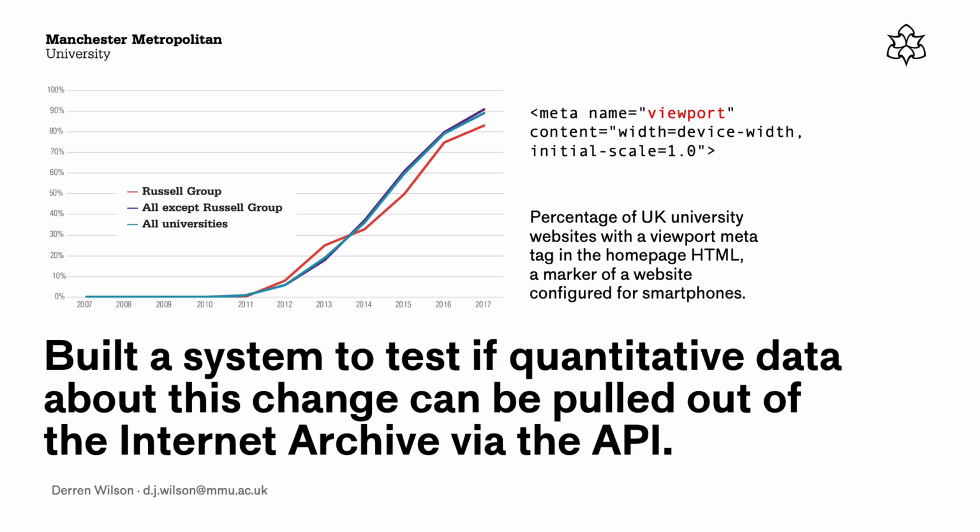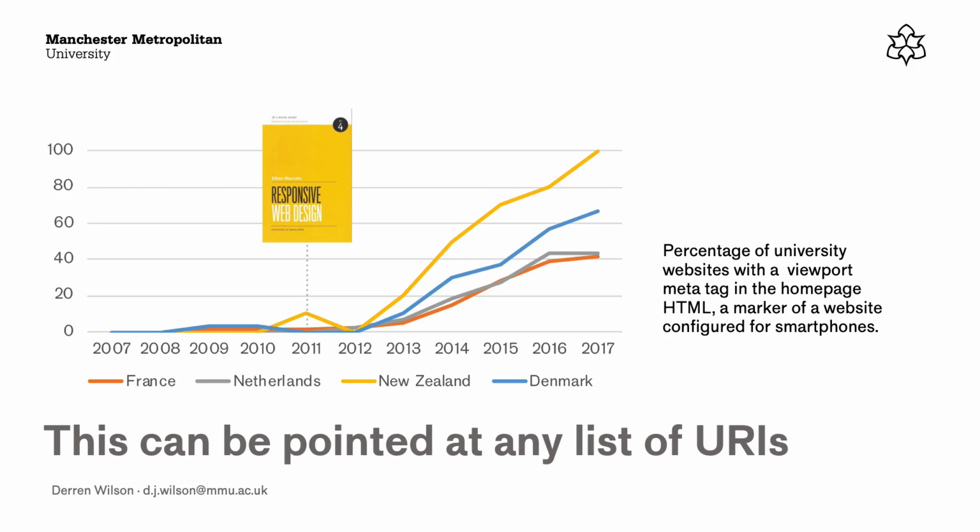2011 is a big point in time where the graph really starts to head off, and in 2017 we have 90% of websites going responsive. Because it's a system, I can feed it any list of URLs. So I've got France, Netherlands, New Zealand, Denmark. We can see that New Zealand goes to 100% by 2017. The other countries aren't quite there yet. Again, we get this inflection point in 2011, and obviously we need to think about how we can account for the difference in speed of change of all of these different countries in terms of their websites going responsive. So that's one side of it.